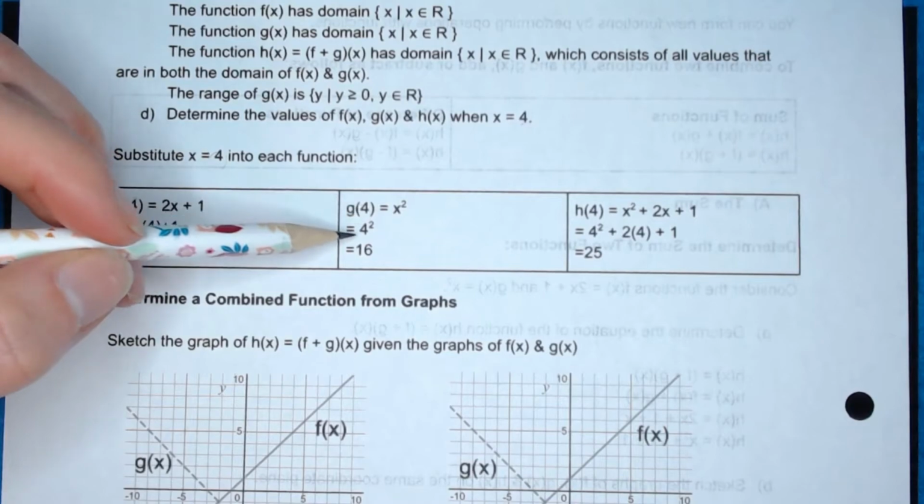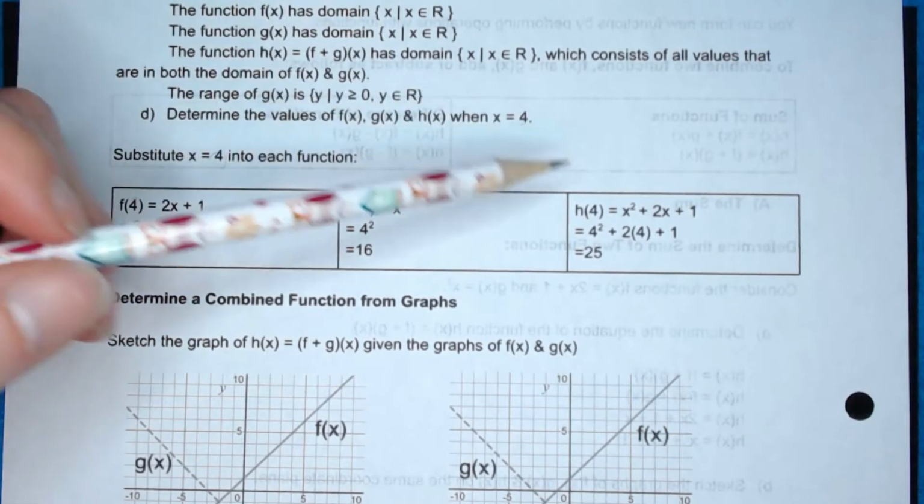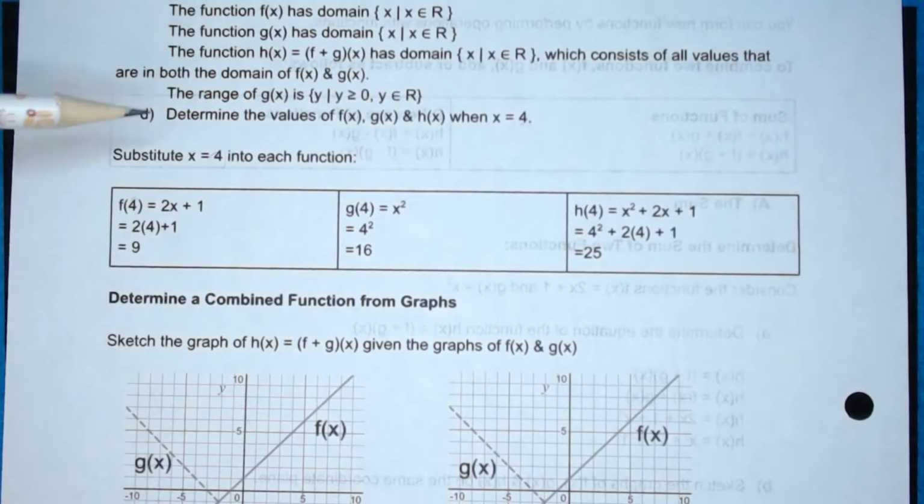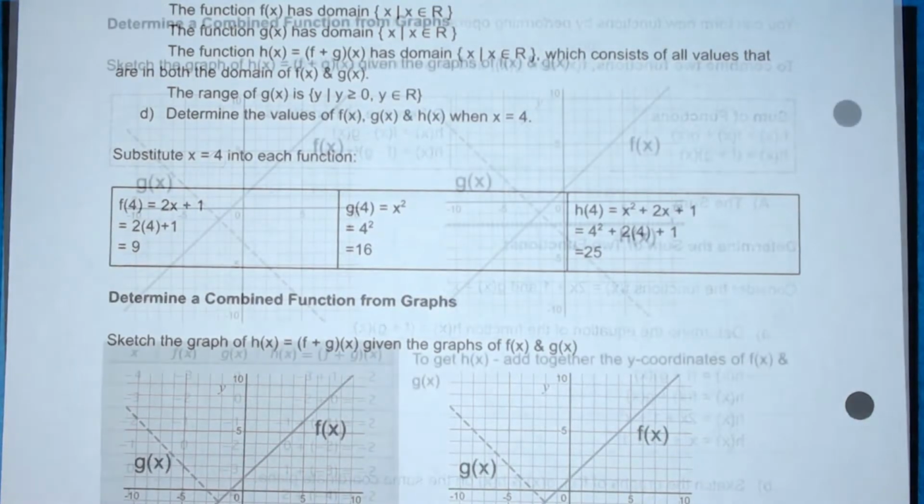G of 4 is 16. And h of 4 is 25. So nothing too difficult there. You're just filling in the value and providing the final answer from that.